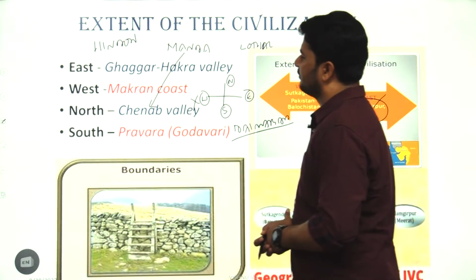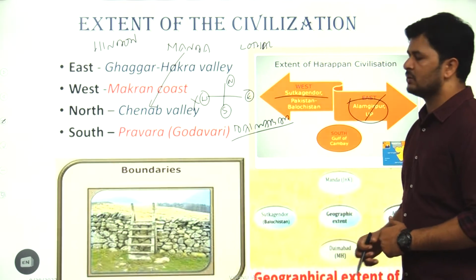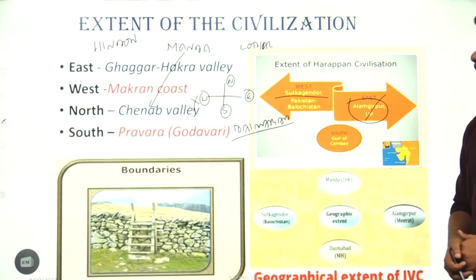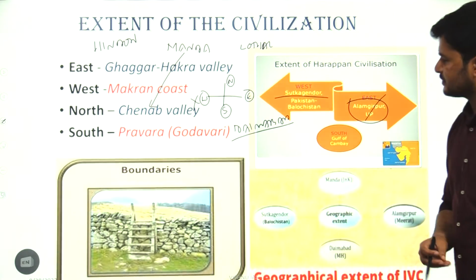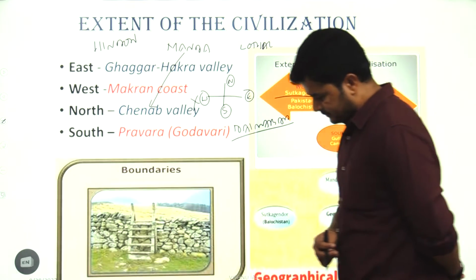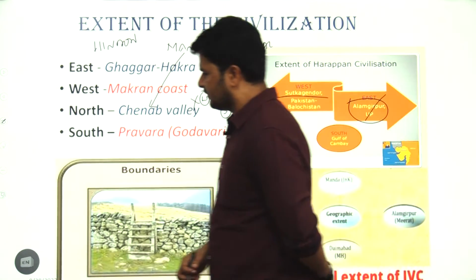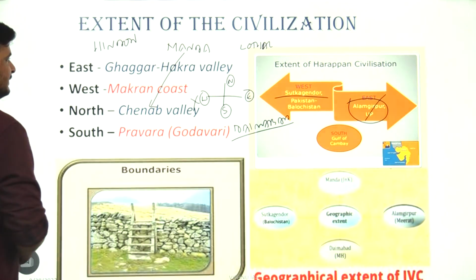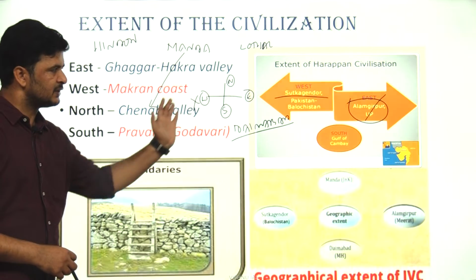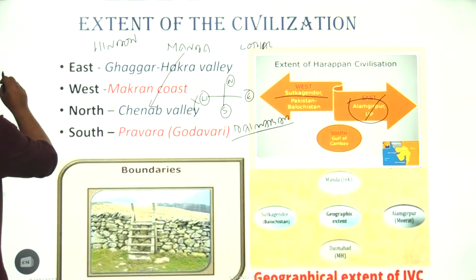And finally, the western boundary, that is Sutkagen Dor. It's the name of the place. The modern location of Sutkagen Dor comes in Baluchistan, one of the provinces of Pakistan, on the Makran coast. Right, it's all about the extent of the civilization, otherwise called the boundaries of the civilization. I repeat, north, Jammu and Kashmir, south, Maharashtra, east, UP, Uttar Pradesh. When it comes to west, Baluchistan, Pakistan.